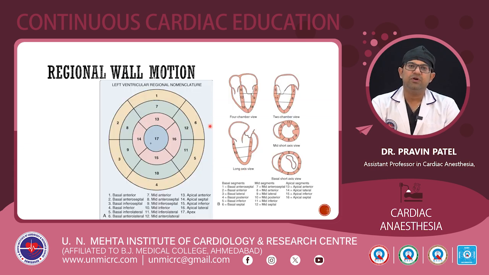Now, when we go for the regional wall motion abnormalities, which we see nowadays in our day-to-day practice intraoperatively, you need to have a good vision of the bull's eye nomenclature, that is the 17 segment model. In the mid-esophageal 4-chamber view, what you see here is the lateral wall: basal, mid and apical. This is the septal wall. This is basal, mid and apical.